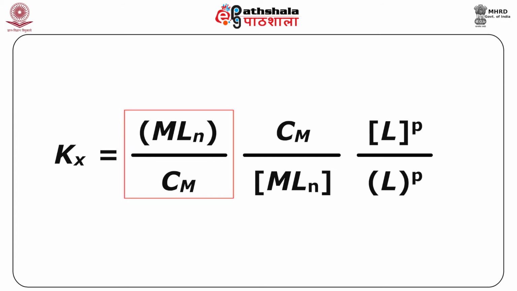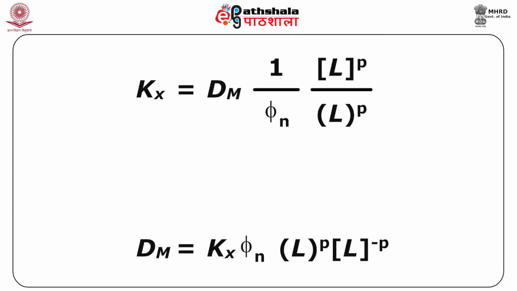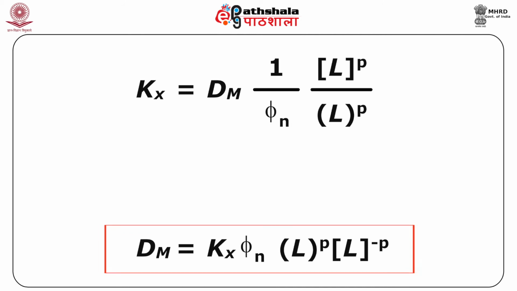The MLN concentration, that is the concentration of the metal ligand complex in the resin, divided by the total concentration of the metal ion, is the distribution coefficient of the metal. The reciprocal value of the mole fraction of the complex species is given by the total concentration of the metal ion divided by the concentration of the metal ligand complex in the solution. The mole fraction is then represented by phi. Rearranging the equations, we can find out the value of Dm as depicted in this equation.